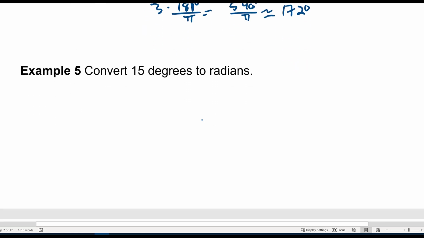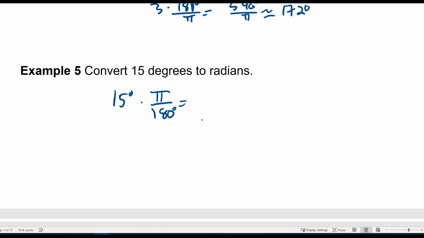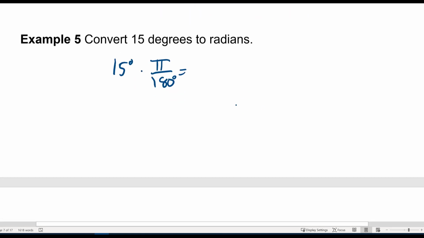Okay, convert 15 degrees to radians. So we have 15 degrees times, now we want to get rid of degrees, so we're going to put pi over 180 degrees. So 15 over 180, I think it's 1/12. Let me reduce this, 1 and 12. So we have pi over 12.